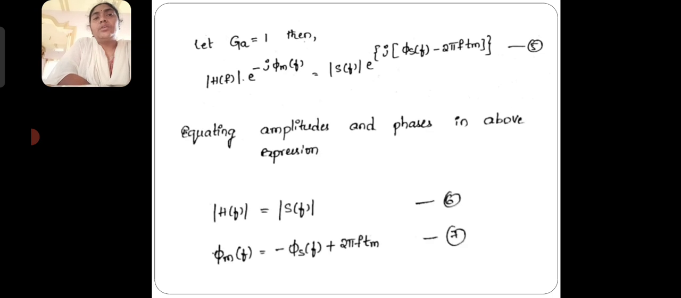So now, let G_a equal 1. Then H(f) = S*(f) e^(-j2πf t_m) = |S(f)| e^(j(-ψ_S(f) - 2πf t_m)). Equating amplitudes and phase in the above expression, |H(f)| = |S(f)|, and φ_m(f) = -ψ_S(f) - 2πf t_m.